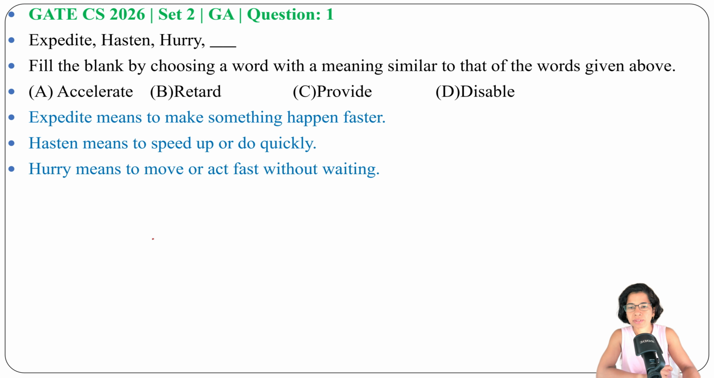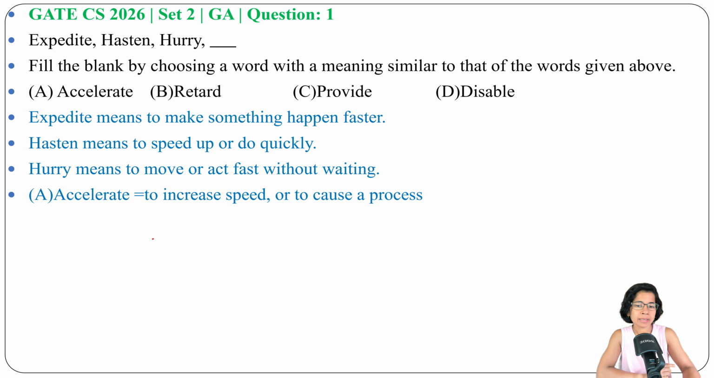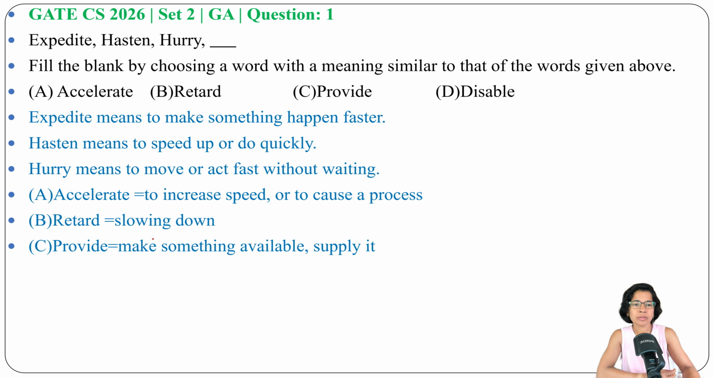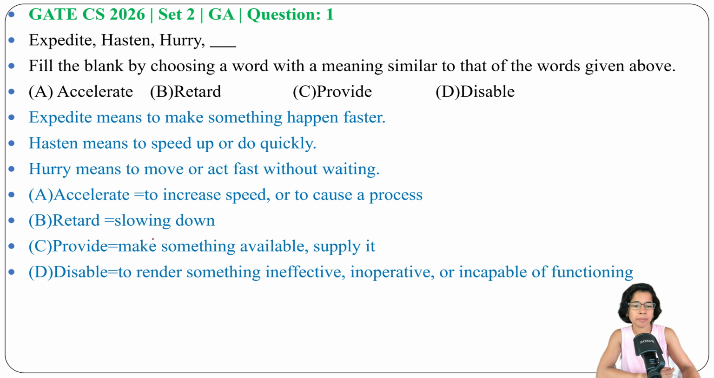Now let's check options. Option A, accelerated means to increase speed or to cause progress. Retard means slow down. Then provide means to supply something, to give something what is needed. Then disable means making something inoperative or ineffective that will not function. So that is disable. All these words are related to speed. So the only option that is related to speed is accelerated. That's why the answer will be option A, accelerated.